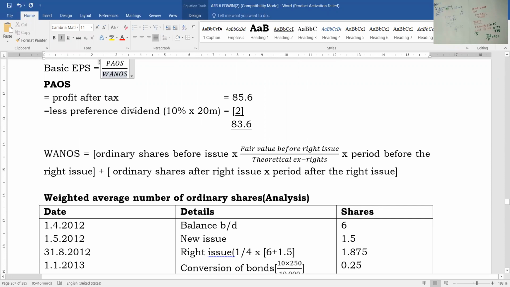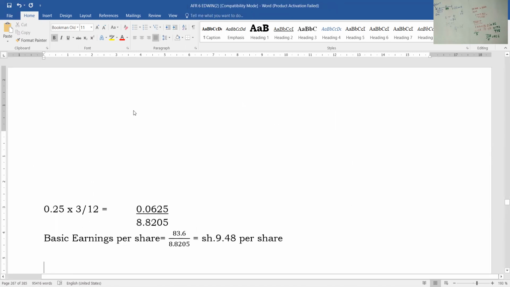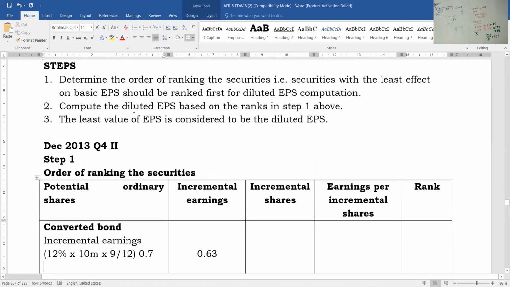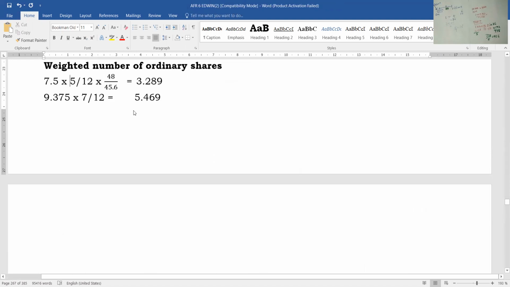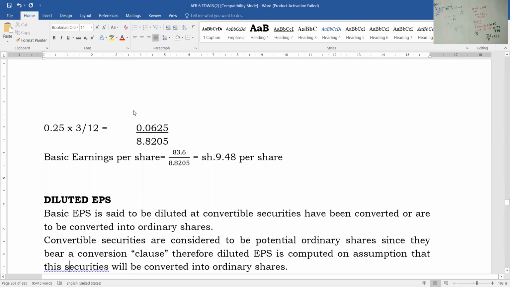to non-controlling interest, the minority interest. That is the only other thing you can subtract there. But there was none. So our basic earnings per share is 9.48 per share.